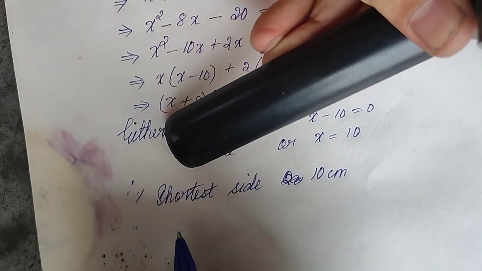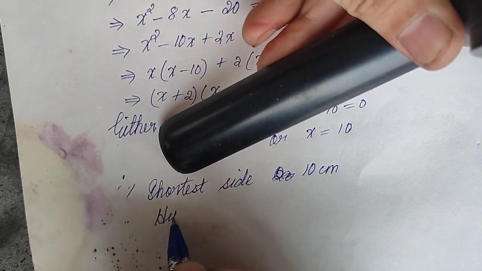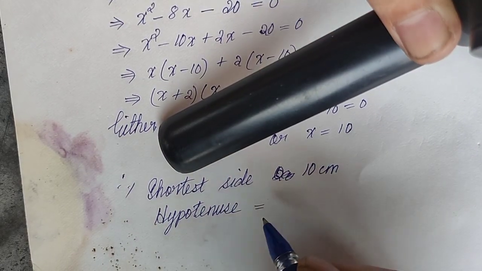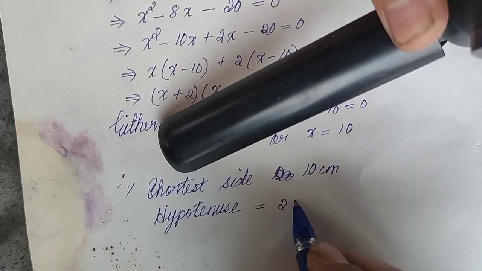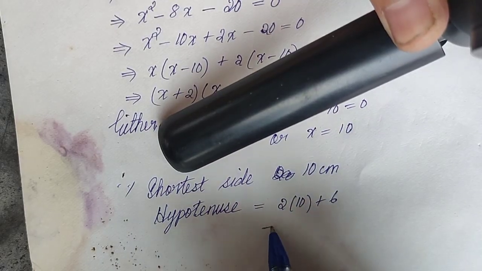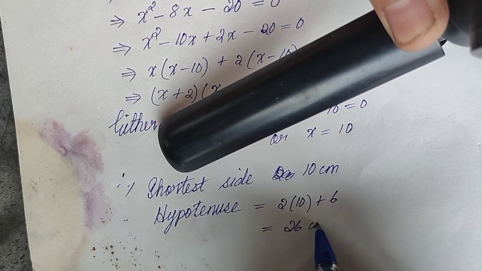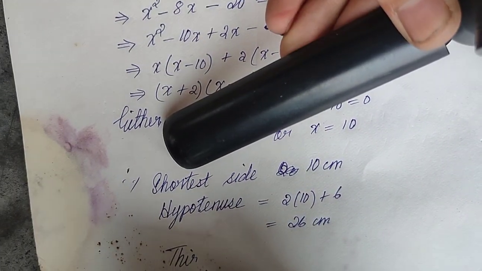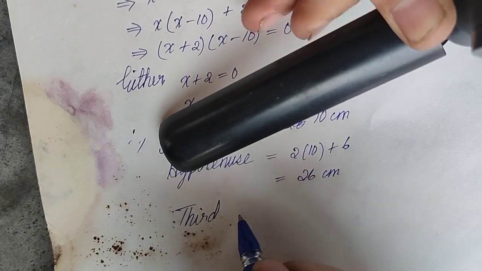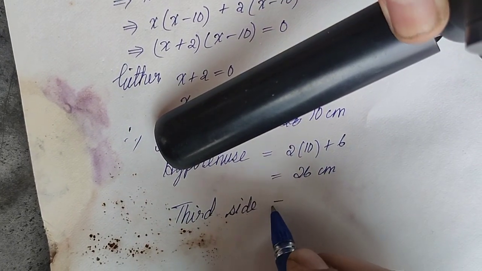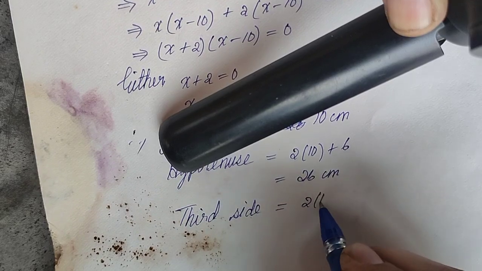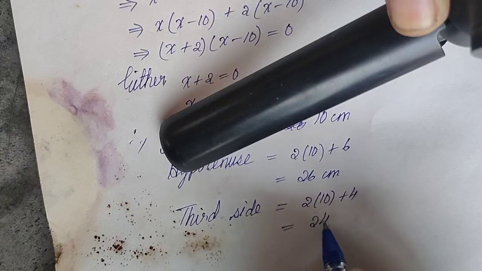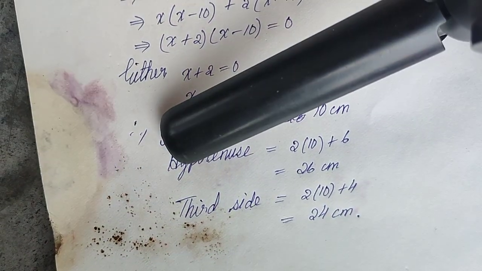The hypotenuse is 2x plus 6, which is 20 plus 6, that is 26 cm. The third side is 2x plus 4, which is 24 cm. Question number 17 is done.